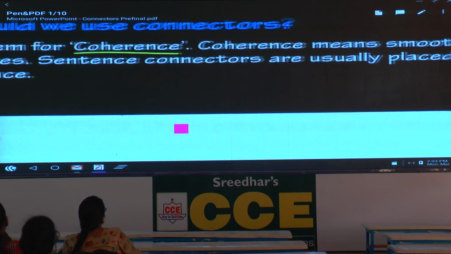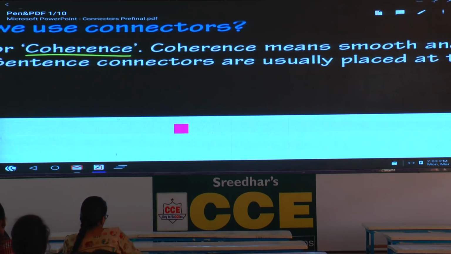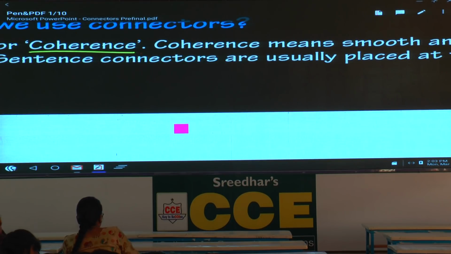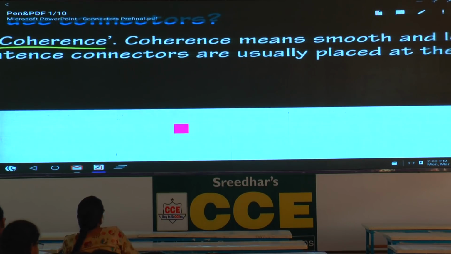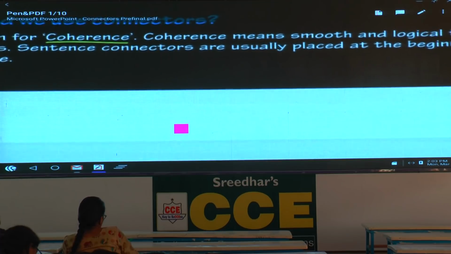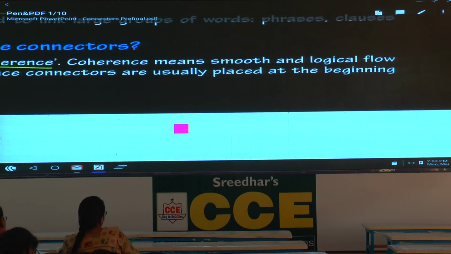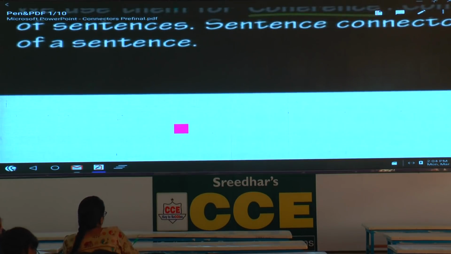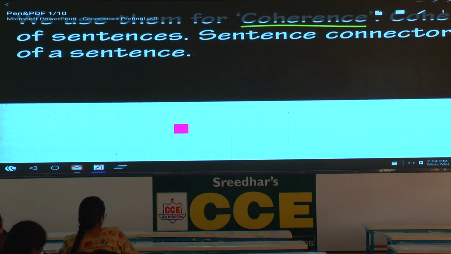Sentence connectors are usually placed, this talks about the position, at the beginning of a sentence.